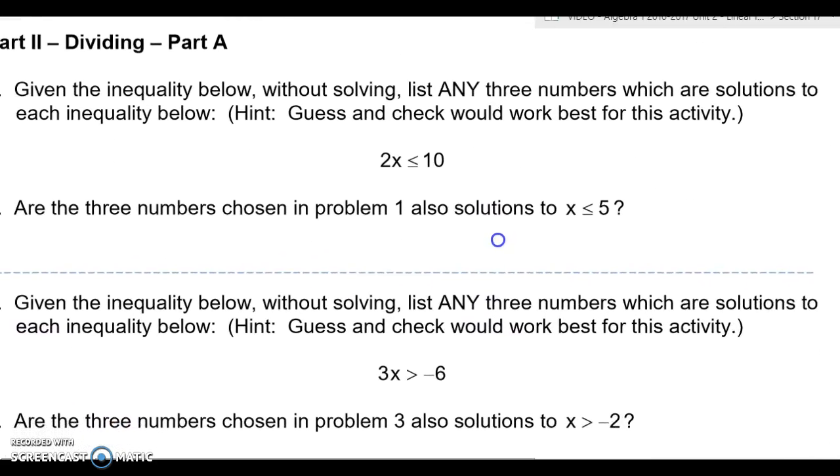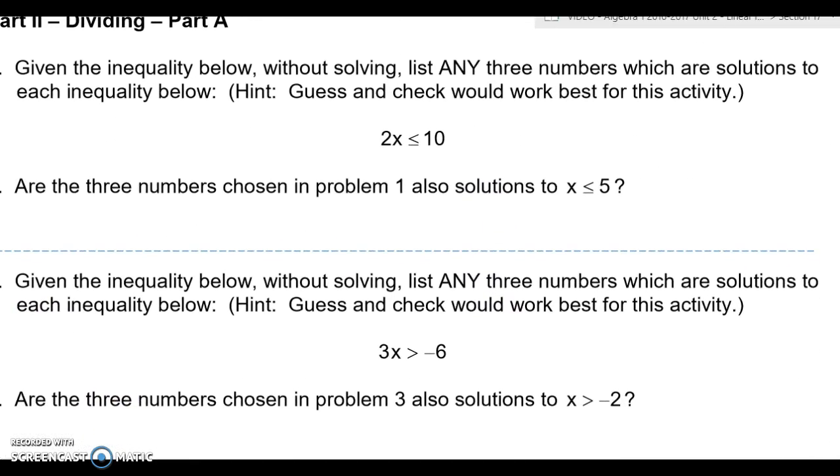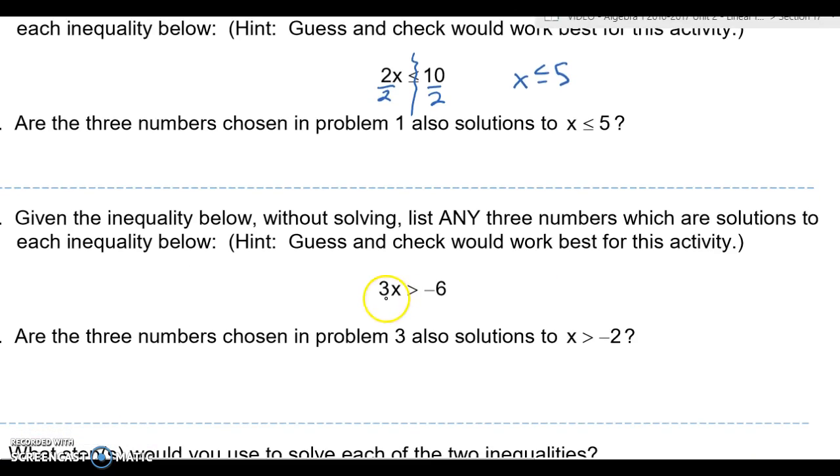In part 2 of the activity, really the same type of thing. We have 2x is less than or equal to 10. And to solve that, to isolate x, we would divide by 2 on both sides, because this less than or equal to symbol is what divides it up. So I have x is less than or equal to 5. And when I divide this one by 3, because again, this is my divider, I've got x is greater than negative 2. Now, here's something really cool, though.